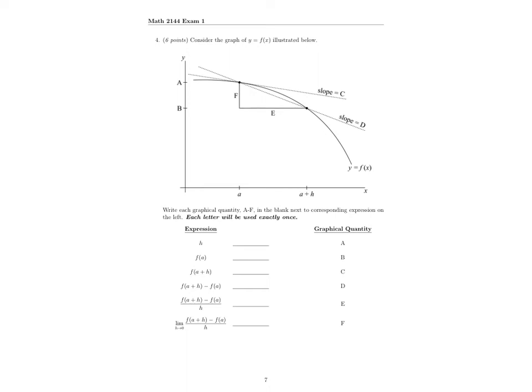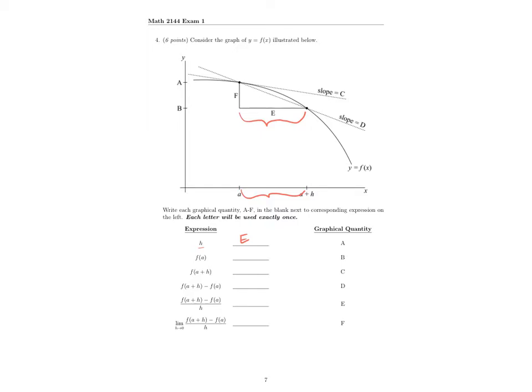Well, this one is just matching, right? So if I want to figure out what the expression h is, I can see that the distance from a to a plus h is going to be h. That's this distance here, right? And so that's the same as distance e. So the answer there is e.